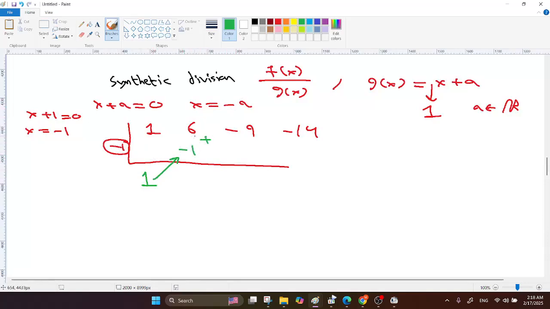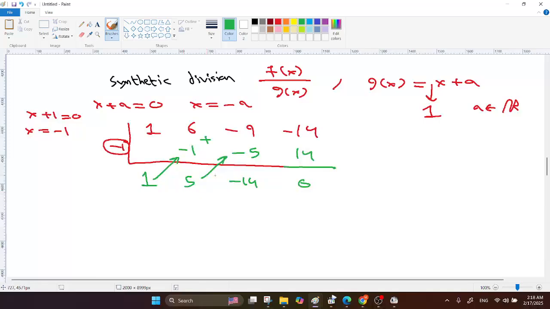Then you add vertically, okay? You get 5. Again, multiply by minus 1, you get minus 5. Add now, you get minus 14. Multiply by minus 1, you get 14. You get 0. Okay? So this is the result.